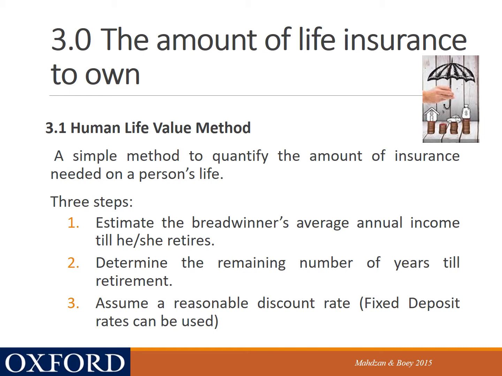There are three steps to use this human life value method. The first one is to estimate the breadwinner's average annual income until he or she retires. The second step is to determine the remaining number of years till retirement, and the third is to assume a reasonable discount rate. For this purpose, we will use a fixed deposit rate.